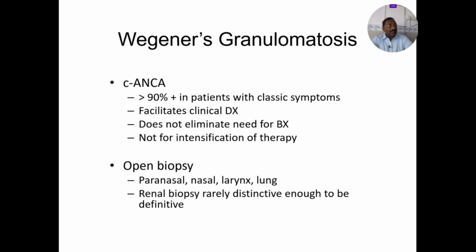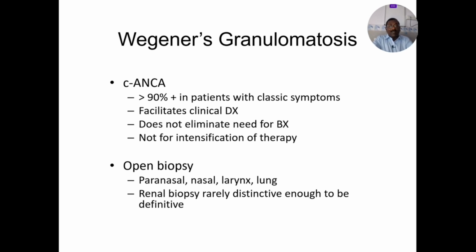Wegener's, here the C-ANCA, 90% in patients with the classic symptoms. So classic symptoms means upper respiratory, lower respiratory, and renal. It facilitates the clinical diagnosis. Once you are suspecting the Wegener's granulomatosis, if you get the ANCA positivity, and ANCA is of the C-ANCA positivity, so definitely you are dealing with a case of the Wegener's granulomatosis. It does not eliminate the need for the biopsy. Still you require the biopsy, not for the intensification of the therapy.